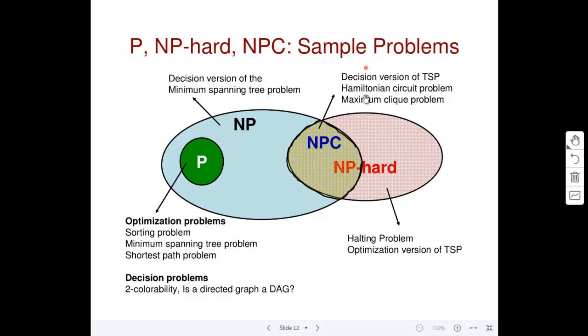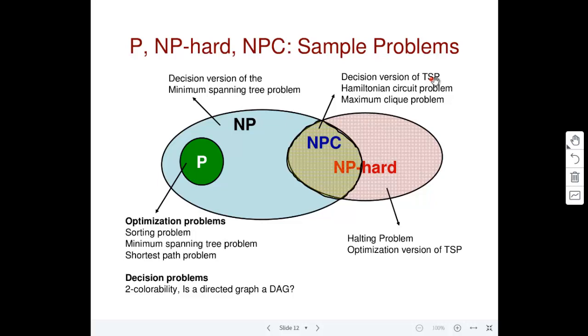Now for the class NP hard, we have the halting problem, and the optimization version of the traveling salesman problem is also in the class NP hard. For NP complete, you have the decision version of the traveling salesman problem: is there a tour of weight, say, some value? That's the decision version. Then there are the Hamiltonian circuit problem and the maximum clique problem. We have not seen what a clique is so far; we'll see that soon. All these are examples of NP complete problems.